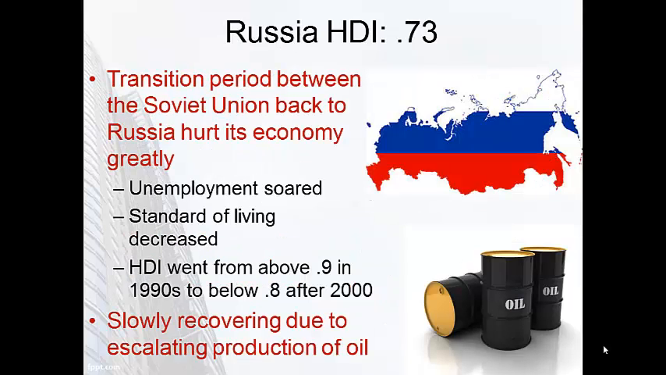All right, let's talk about Russia. Russia has a very low HDI score. At one time a superpower, it is still considered one of the largest economies in the world. So what happened was there was a transition period from the Soviet Union back to Russia, which greatly hurt its economy. It flipped the way it thought about its economy. And so unemployment soared, the standard of living decreased, and HDI went from 0.9 in the 90s to below 0.8 after 2000. Now, they are slowly recovering that number, all right, and it's due to the escalating production of oil. Maybe 5 or 10 years from now, their HDI score could be above 0.8.